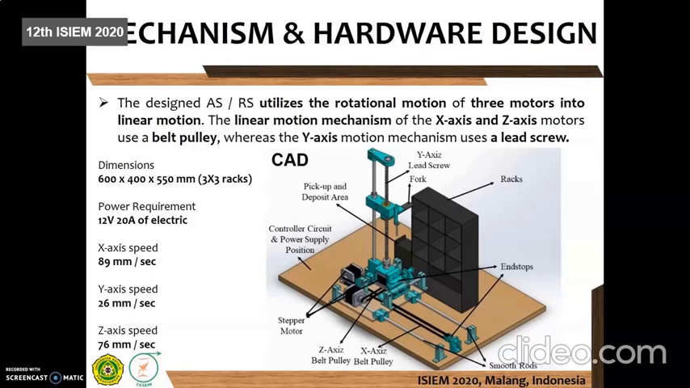After that, we designed the mechanism and the hardware of the ASRS. The design utilizes the rotational motion of 3 motors converted into linear motions. The linear motion mechanism of the x-axis and z-axis motors uses a belt pulley mechanism, whereas the y-axis motion mechanism uses a lead screw. Here's the computer-aided design of the hardware design, along with the dimensions, the power requirement, and the speed of the movement for each axis.